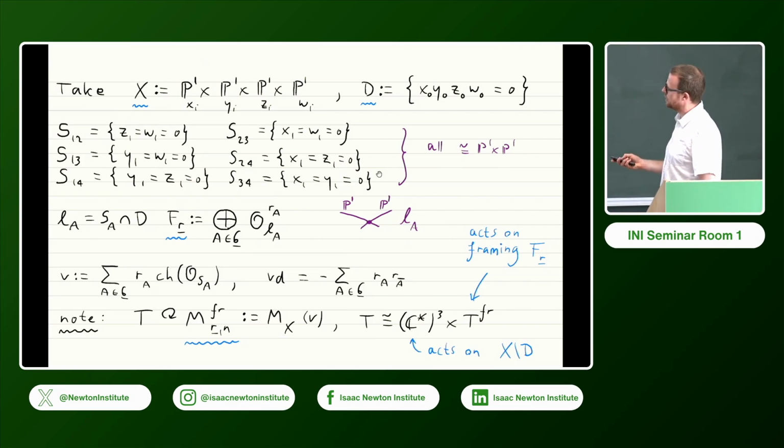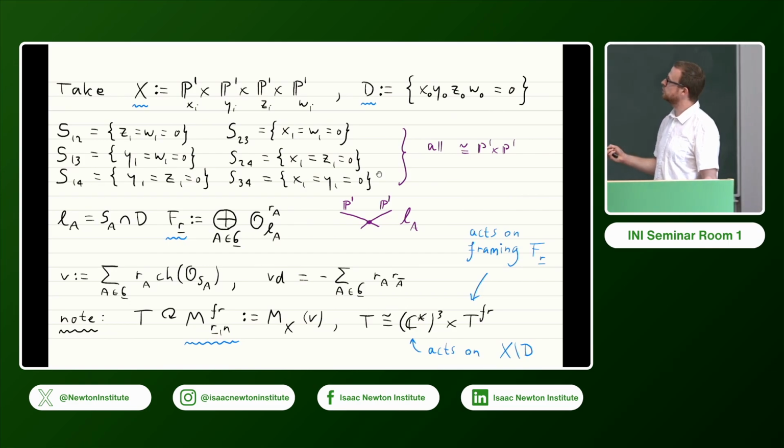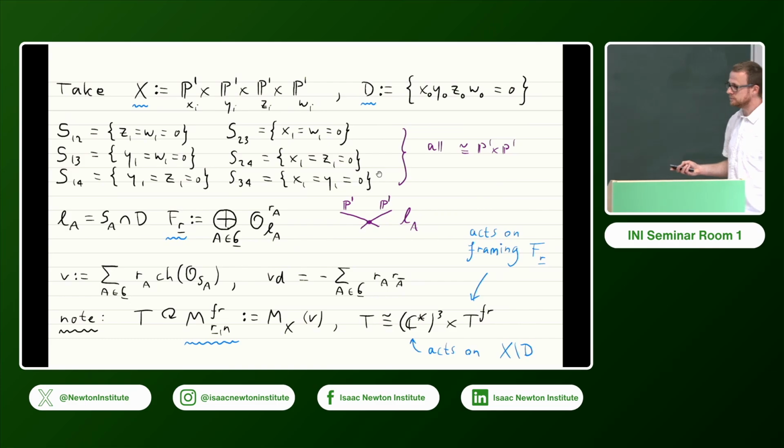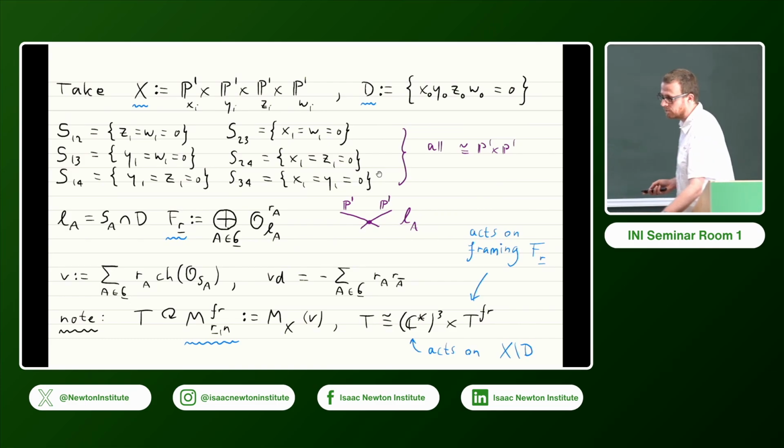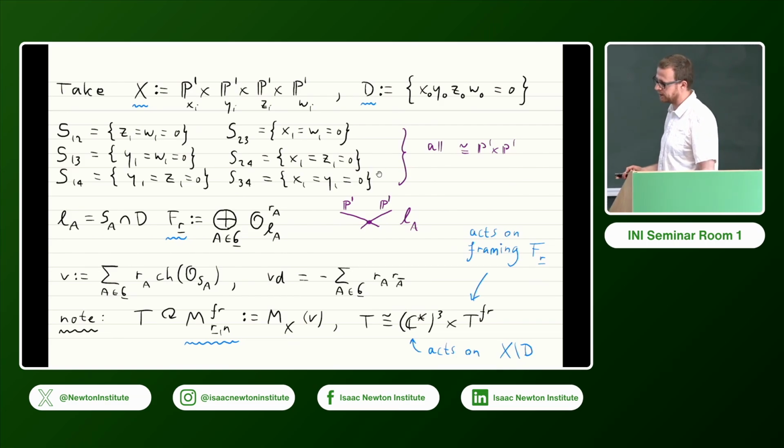And now comes the other key point: which framing sheaf do we pick? We need to pick a one-dimensional pure sheaf on this threefold. So we take the direct sum over all A in 6 bar of O_LA to the power RA. Sorry, when you fix this pure one-dimensional sheaf, do you need it to be a smooth point in its moduli space? I don't think so. I think that can be an arbitrary point.